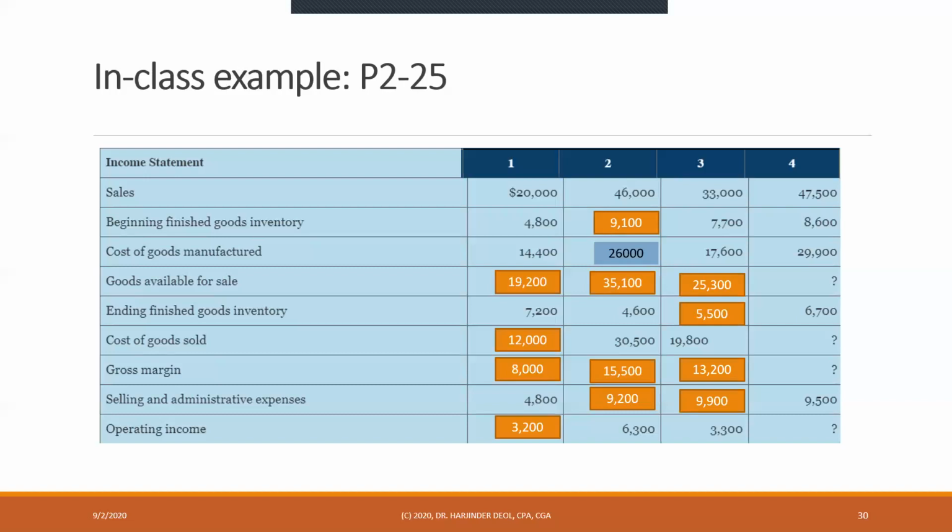Case 4, once again, you'll add up the beginning finished goods inventory to the cost of goods manufactured to get goods available for sale, 38,500. From 38,500, you'll take away the ending finished goods inventory to get cost of goods sold, 31,800. Deduct 31,800 from sales to get gross margin, 15,700. And from the 15,700 gross margin, if you take away selling and admin expenses, you get operating income, $6,200.